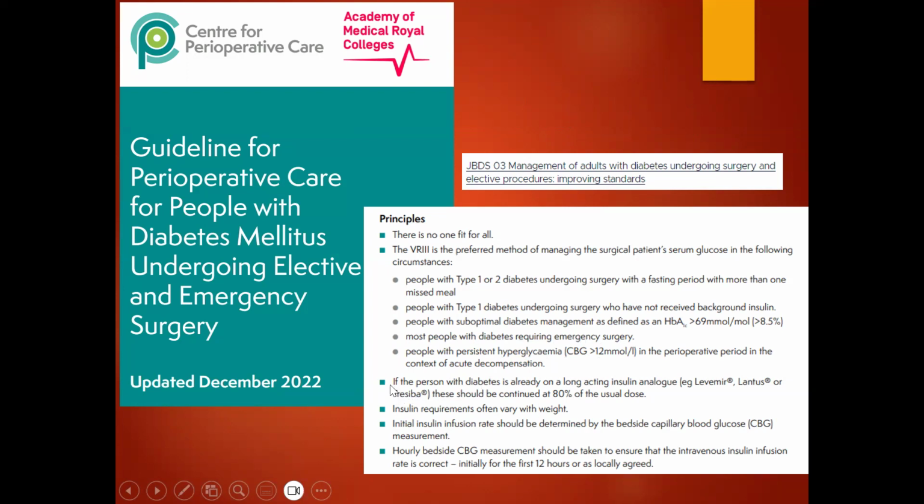What is important during VRII, we need to note that if the patient is already on long-acting insulin, we definitely need to continue that, but we can go down to around 80% of the usual dose. Insulin requirements often vary with weight. Insulin infusion rate should be determined by the bedside capillary blood glucose measurement, and this should be done on an hourly basis.